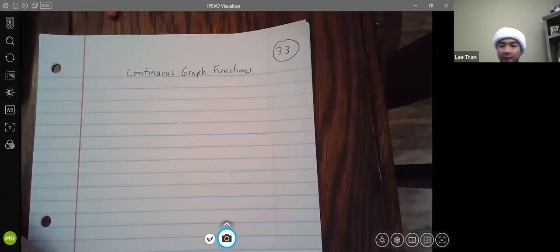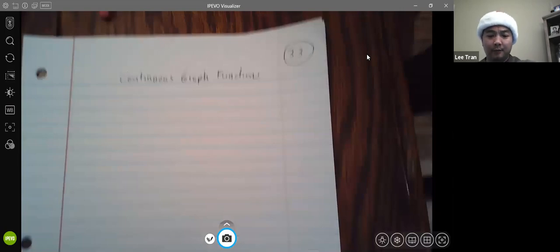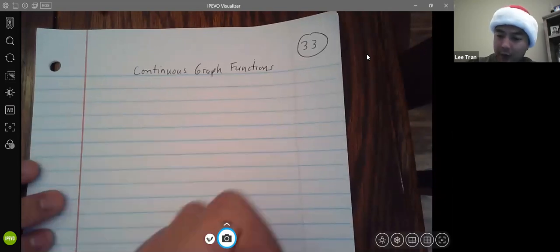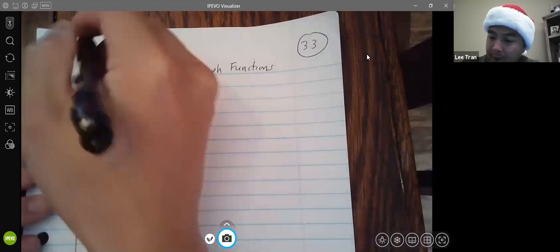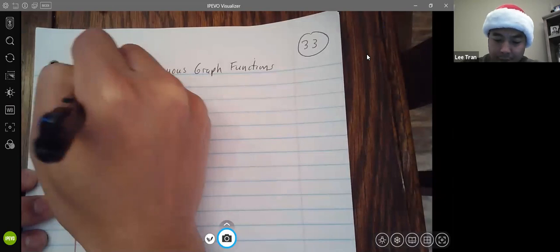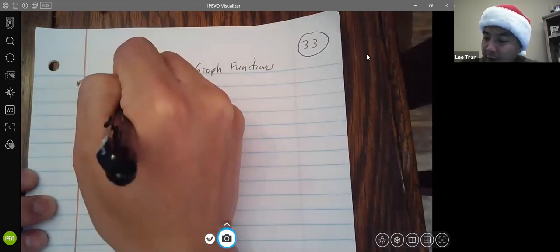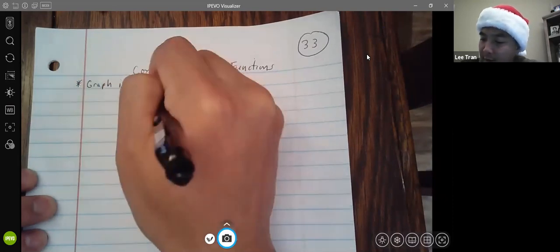Okay, so the first definition I want you to write, or the only definition I want you to write, not really a definition, but it's something from the last page, and it's the only real piece of information we need to get us through for today. Okay, so the only thing I want you to write at the top here is: graph is not a function.